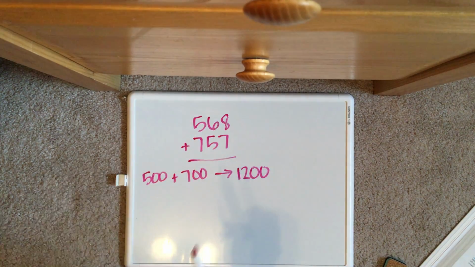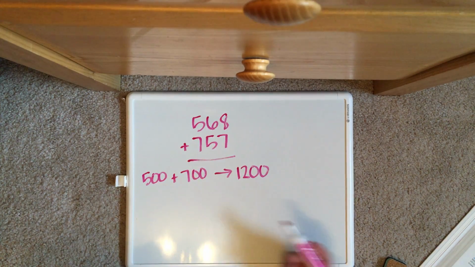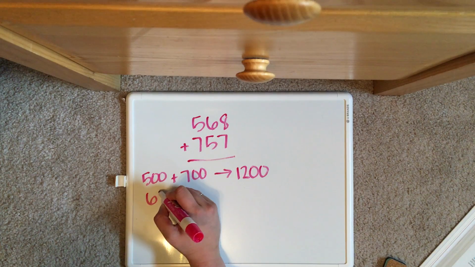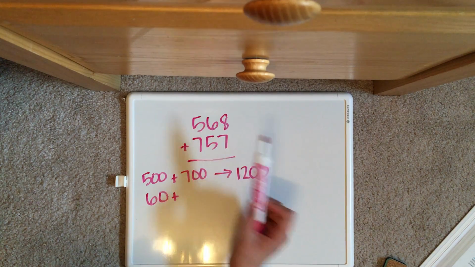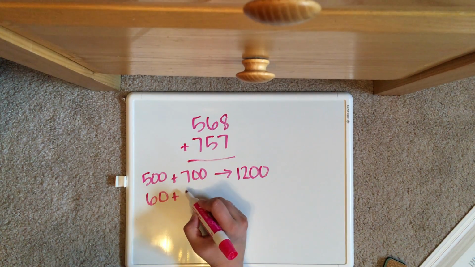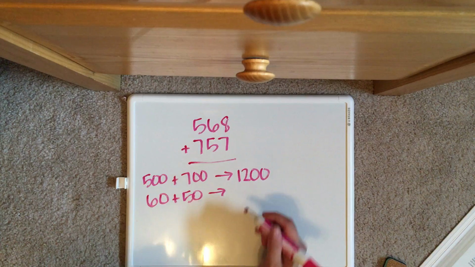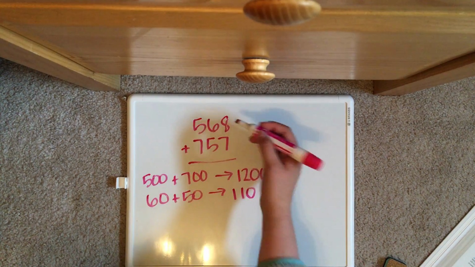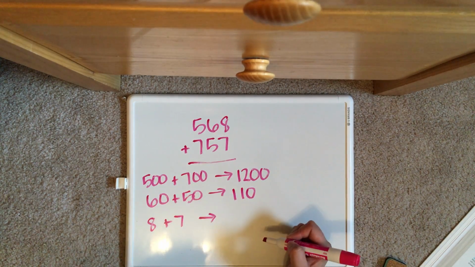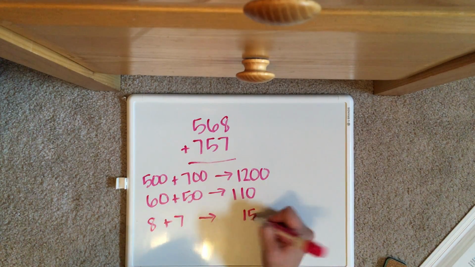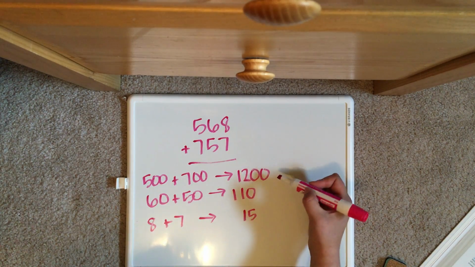We will then go to the 6, and we will say that's a 60 and that's a 50. So we go from adding the hundreds to the tens to the ones. So we will add 60 plus 50, which will give us 110. We will then go to the ones place, 8 plus 7, and that will equal 15.